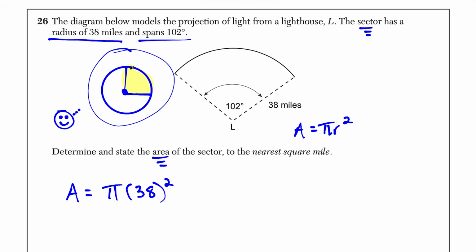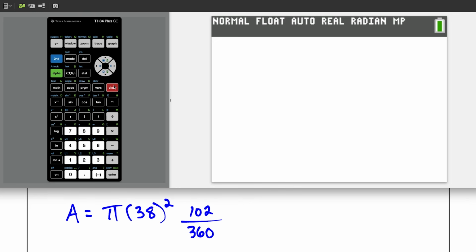If we want to think here, what fraction of the circle are we taking? Well, if the central angle is 102 degrees, we're taking 102 out of the full 360. Because a circle goes a full 360 degrees, so we're just taking this much out of 360. So now all we have to do is just multiply all of this together.